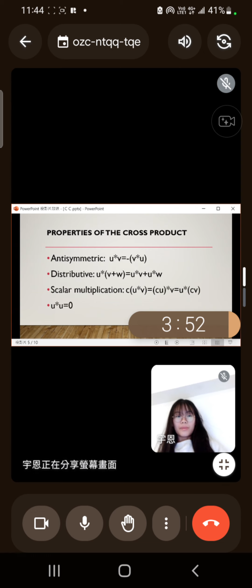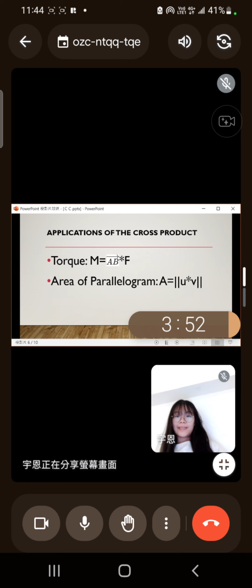Next is the properties of the cross product. Some key algebraic properties include anti-symmetry, distributivity over addition, and behavior under scalar multiplication. Also, the cross product of any vector with itself is always 0.